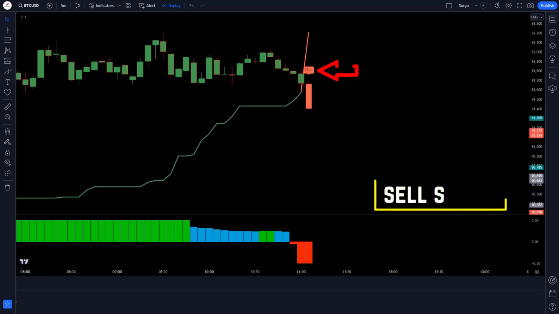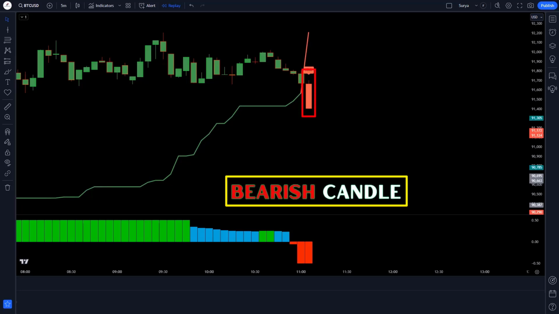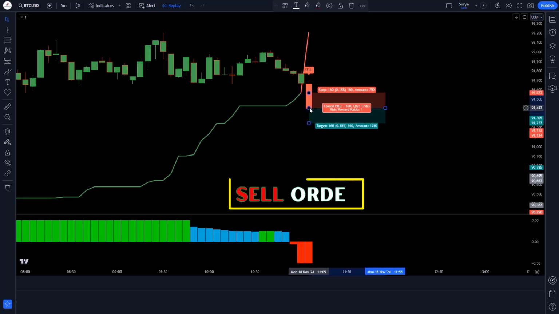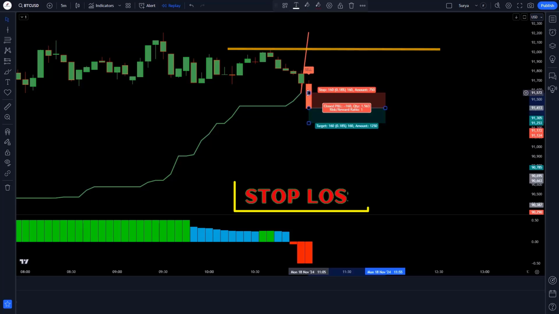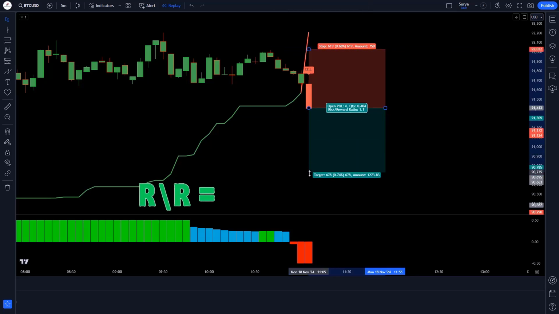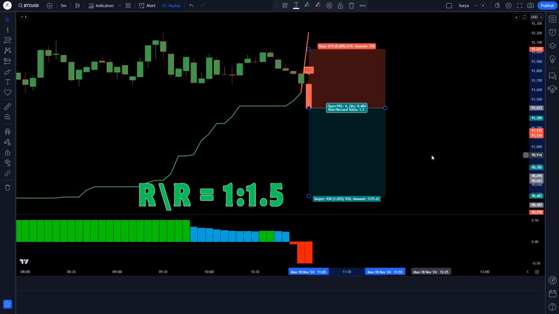When the accurate swing trading indicator has given us a sell signal and the market has formed a bearish candle, the Kalman filtered RSI oscillator indicator has formed a red histogram. If this condition is met, we will take a sell order. Our stop loss is to be placed at the previous high of the market, and the risk to reward ratio will be 1 to 1.5.